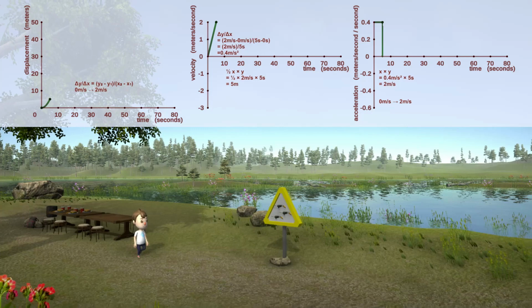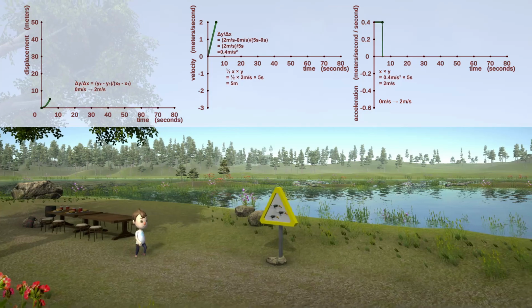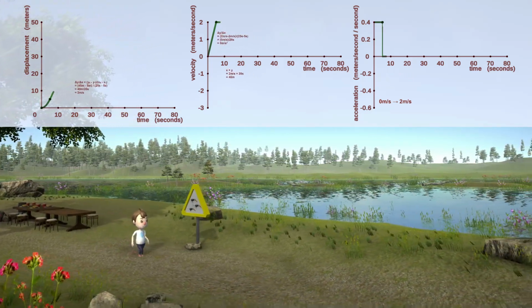If we calculate the area under this straight line, using the formula for the area of a triangle, we get a half times 5 times 2 equals 5 meters, which is the distance that Sam has moved from his starting point. On the other hand, if we calculate the slope of the velocity graph, we get 2 minus 0 meters per second divided by 5 minus 0 seconds, or 0.4 meters per second squared, which is what the acceleration graph indicates for the first 5 seconds.